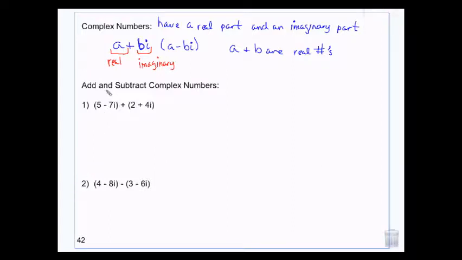When you look at a complex number, 5 minus 7i, this is a single number. Even though it's got two parts, it's considered to be a single number. 5 minus 7i is one number, 2 plus 4i is another. So I can add those two numbers together. What we do is we add the real parts, and then we add the imaginary parts.